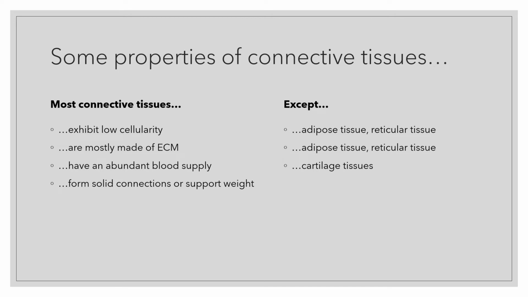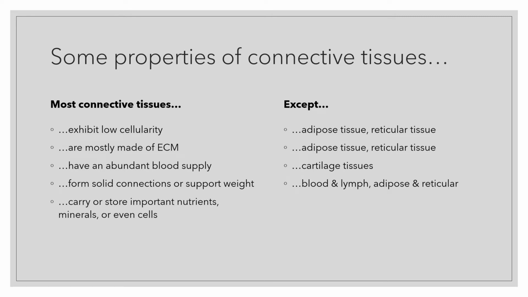Most connective tissues form solid connections or support weight in some way, except, well, blood and lymph are fluid tissues, so they obviously are not going to form solid connections or support any weight. They connect in a different way. As blood and lymph circulate through the body, they carry things from one place to another, and that's a different sort of connection, I suppose. Adipose and reticular tissues are far from solid. They're more in the category of filling space than in the category of forming connections or supporting weight.